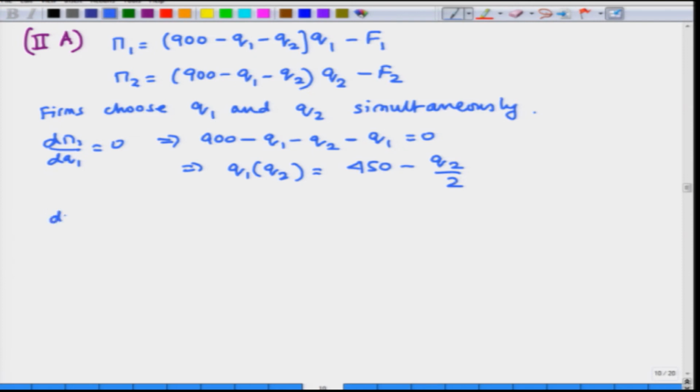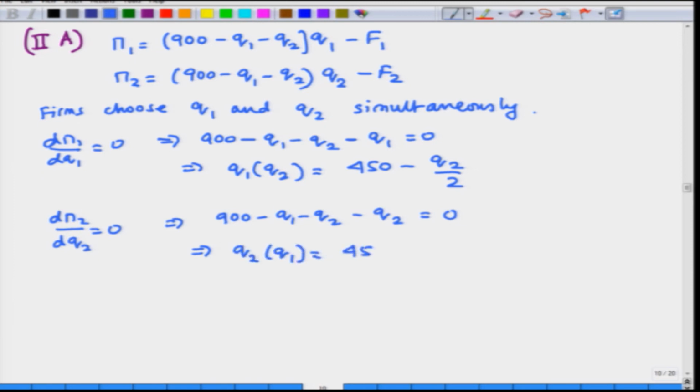Similarly, for firm 2, if I set d pi 2 dq2 equal to 0, I would again have from the profit function of firm 2, 900 minus q1 minus q2 times the derivative of q2, which would give me 1, plus q2 times the derivative of the first term, which would give me a minus 1. So, that is a minus q2, which is equal to 0. So, that would then give me q2 as a function of q1, which is equal to 450 minus q1 by 2. So, essentially I have two reaction functions or best response functions.